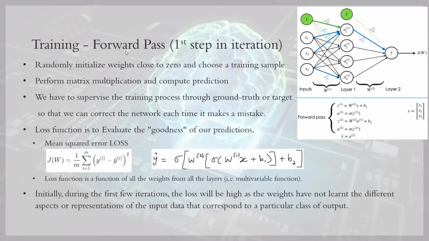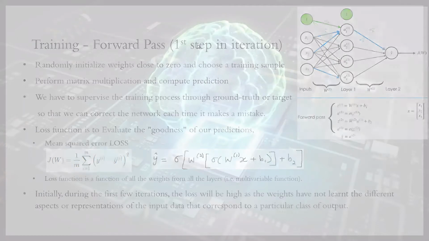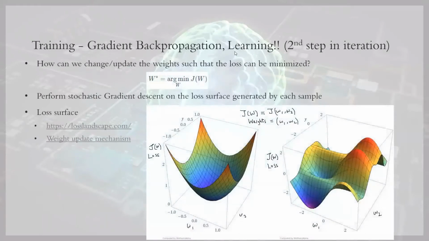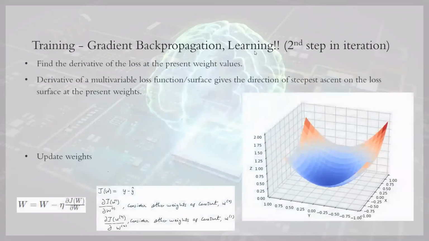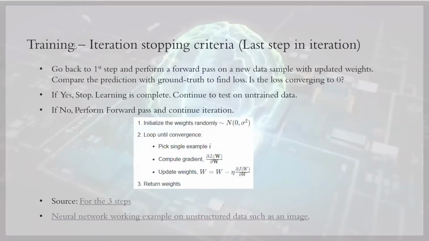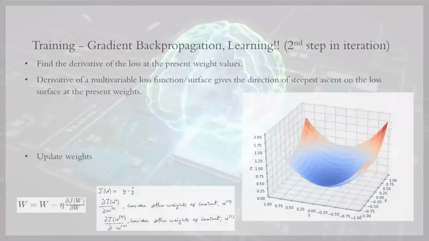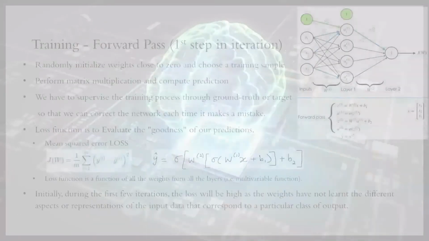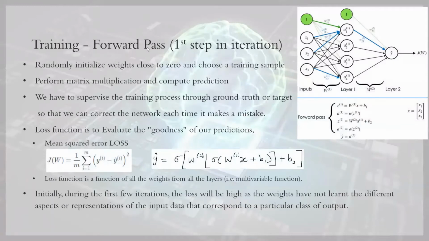So like I said, the training is an iterative process. That means there will be a forward pass, which is the first step in the iteration. Then there will be something called gradient back propagation, which is the second step. Then after that, we will check for some stopping criteria: should we stop the iteration or should we go on? These are the basic steps in this iteration. So what is the forward pass?